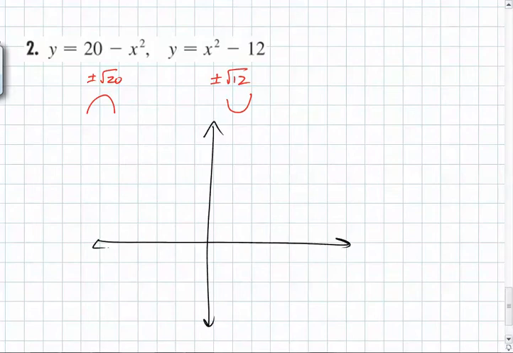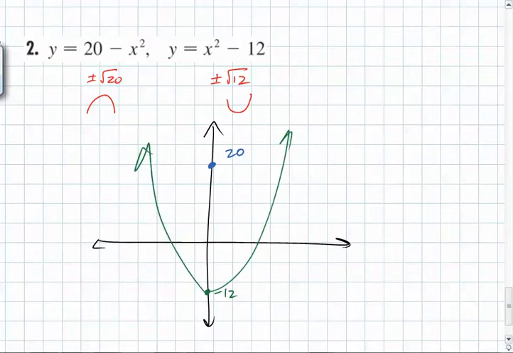This one right here is symmetric over the y-axis, and it hits at what when x is 0? It's at 20. And the other one's going to be at negative what? Crosses the y-axis at negative 12. So this one's going to be up, and this one's going to be down like that, and it goes. It's a little steeper than that, isn't it?